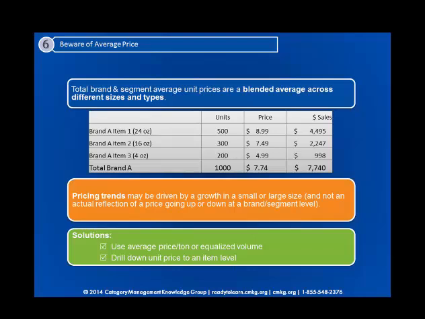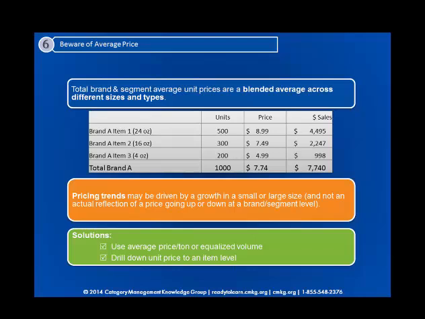So if we have 3 shelf prices listed here of $8.99, $7.49, and $4.99, if we're looking at average price, we're saying that the price of this brand is $7.74. It's kind of a ghost price that doesn't really exist anywhere because it's this blend of prices. So using average pricing or average unit price at a category, brand, or segment level can lead to incorrect conclusions about the trends that you're seeing in pricing.